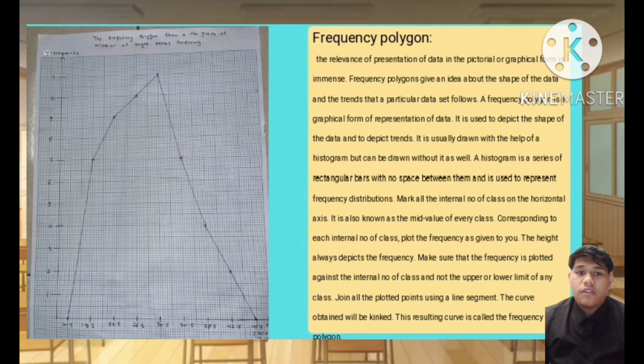Join all the plotted points using line segments. The resulting curve is called the frequency polygon. On the graph, for the y-axis I use frequency, and for the x-axis I use the midpoint.